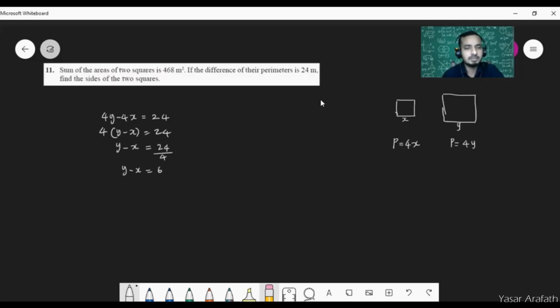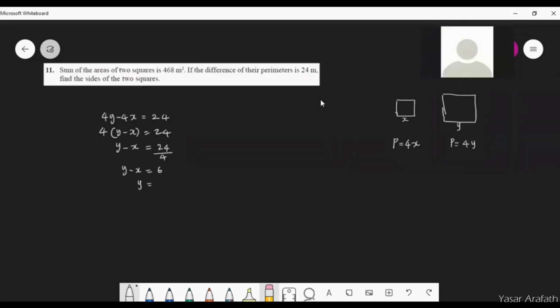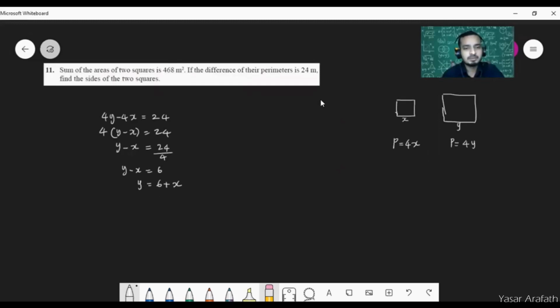So what will be the value of y? 6 plus x, very good. Now we have both the sides in terms of x. If the side of the smaller square is x, then the side of the larger square is y, that is equal to 6 plus x. So now we have changed both into one variable by substitution. By substitution, y is equal to 6 plus x.